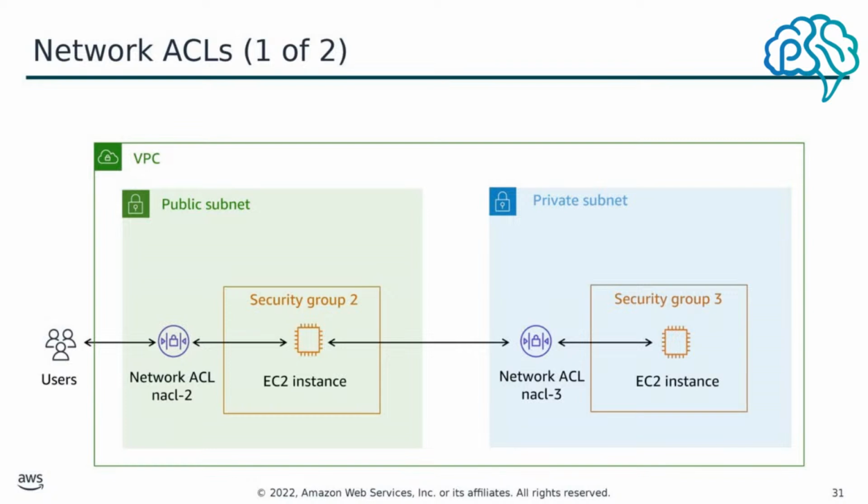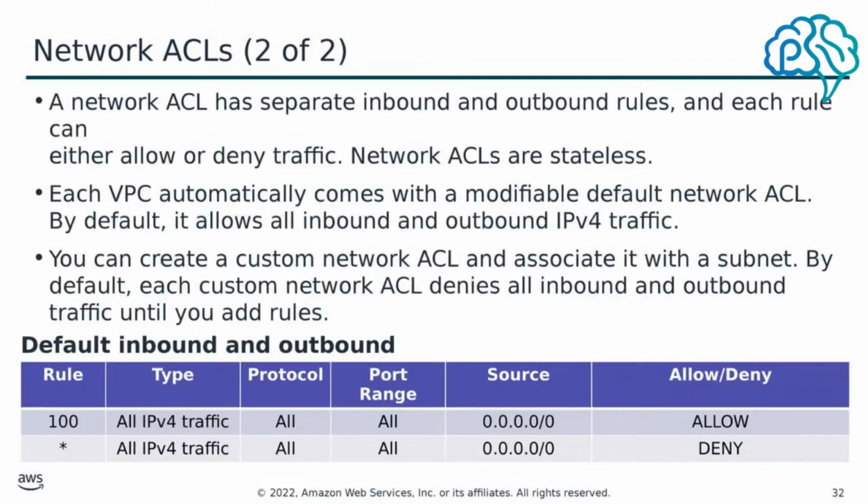If you don't explicitly associate a subnet with a network ACL, the automatic behavior is that it's going to be associated with a default network ACL. You can associate a network ACL with multiple subnets, but a subnet can be associated with only one network ACL at a time. And when you associate a network ACL with a subnet, the previous association is actually removed.